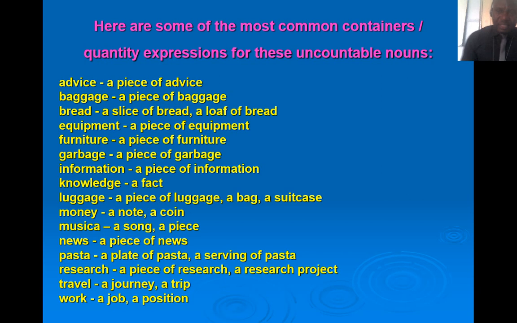Here are more examples of countable and how to make uncountable nouns countable. Common containers or quantity expressions. We have, in terms of advice, baggage, bread, equipment, furniture, garbage, information, knowledge, luggage, money, musical, news, pasta, research, travel, and work. Here are partitives that make them countable.